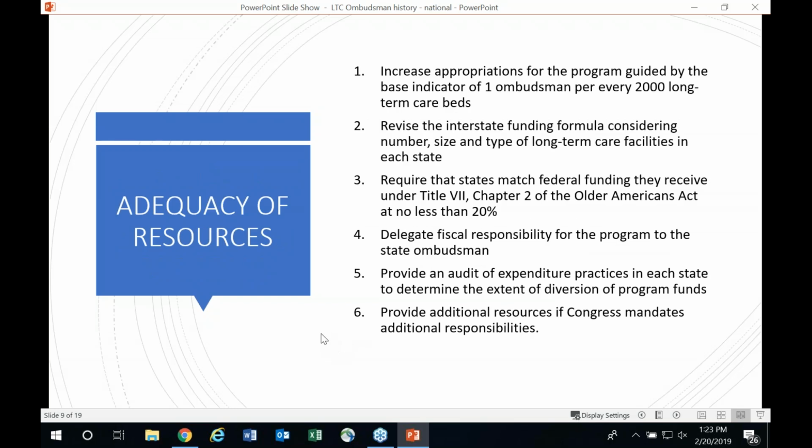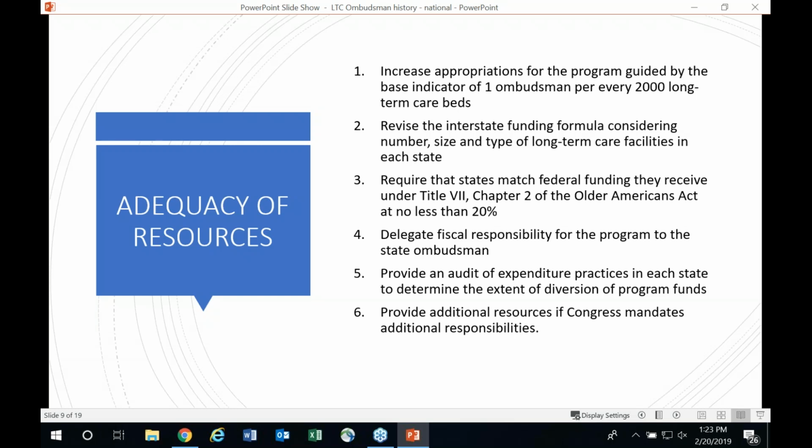So as always, there has been a problem with the adequacy of the resources we're given to do the work that we want to do. And certainly there was a recommendation way back in 1995 that appropriations be increased and guided by an indicator of one ombudsman per every 2,000 long-term care beds. Now, mind you, in Idaho, that is still the indicator that we go by to determine the number of ombudsmen per long-term care beds.